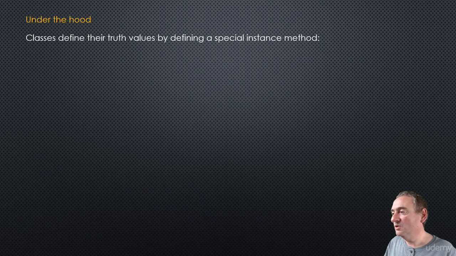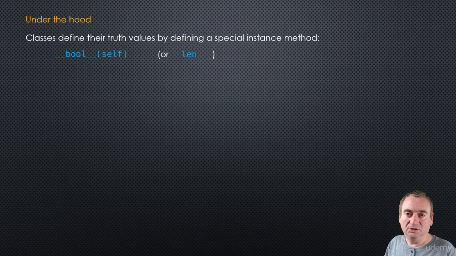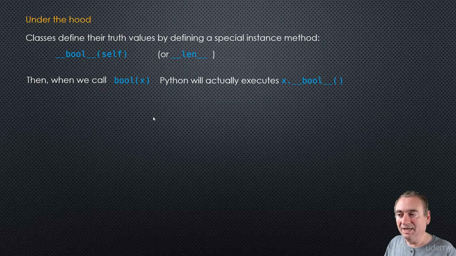So let's take a look under the hood a little closer at how this is achieved. Classes define their truth values by defining a special instance method, the bool method. Now, if the bool method isn't found, it can also look at the double underscore, dunder len method. So when we call bool of x, where x is an instance of some class, then what's actually happening is that Python is executing x dot dunder bool dunder. So it's trying to execute that method. If that method exists, it will return whatever that method returns. So that's why we said earlier that in general, the way to get our custom object to be falsy is for the bool method to return false. That's exactly how we would do it.